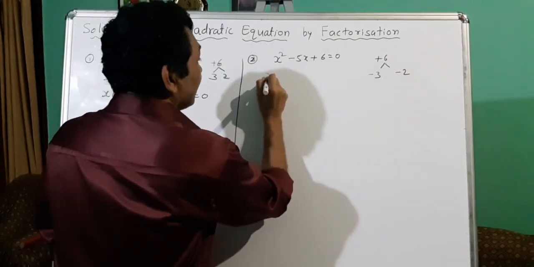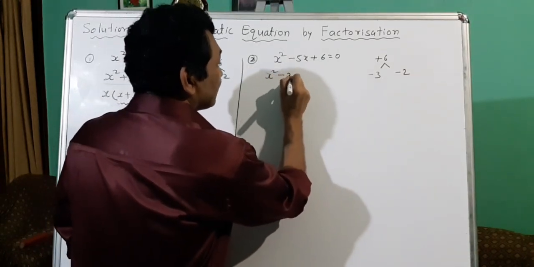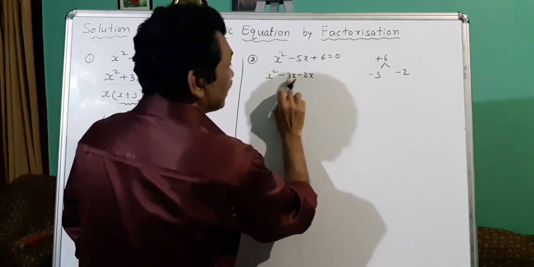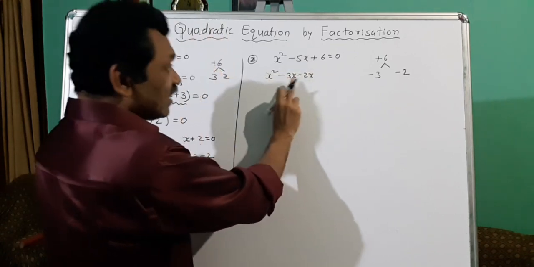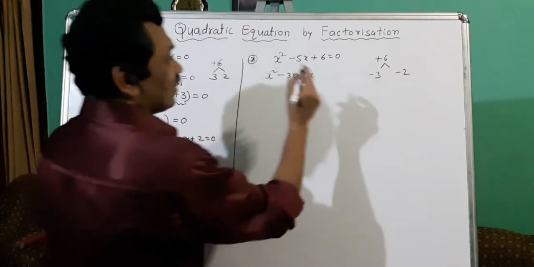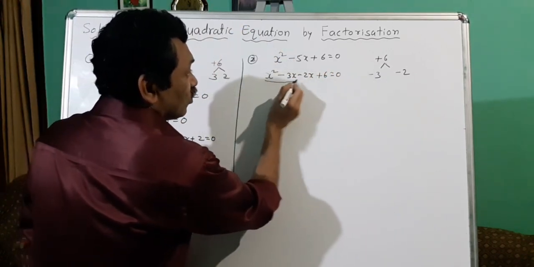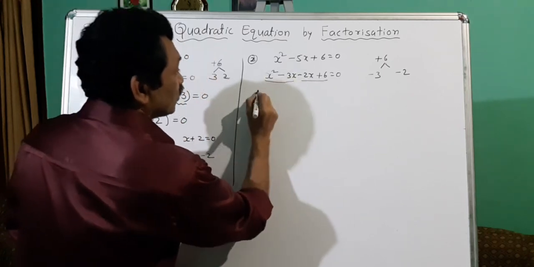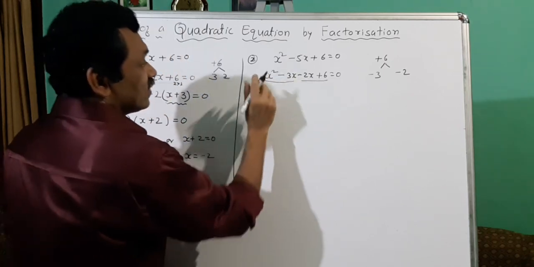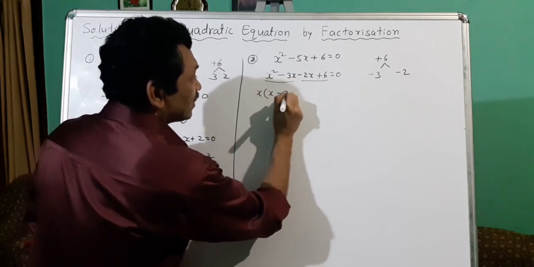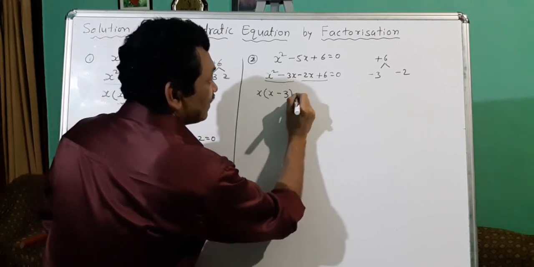So what I'll get is x square minus 3x minus 2x. This minus 5x I am splitting as minus 3x minus 2x. So minus 3x minus 2x gives us minus 5x, plus 6 equal to 0. Again, make the groups. Out of these two, x is common. So what is remaining here? x minus, out of 3x, x is taken, minus 3. Minus sign as it is.